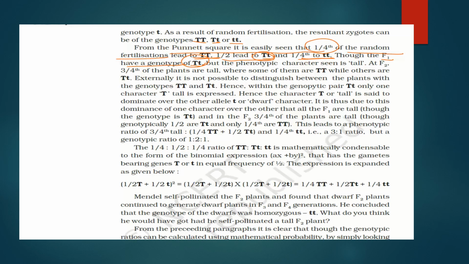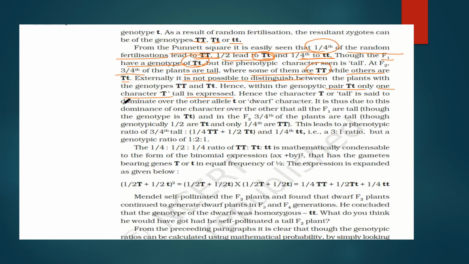But in the F2 generation, what we see is that 3/4 of the plants are tall, whereas some of them are TT while others are Tt. Okay. So all are tall, but some are genotypically homozygous and some are heterozygous. And externally it is not possible to distinguish which are heterozygous tall and which are homozygous tall. So we see that 3/4 of the whole lot are tall, and only 1/4 is dwarf. Okay. Hence with the genotype pair Tt, only one character, T, is expressed: tall.